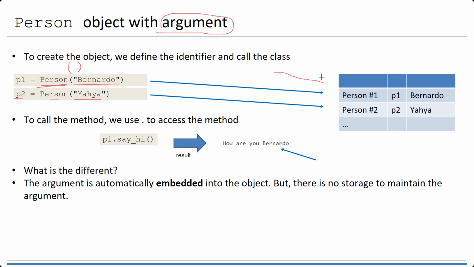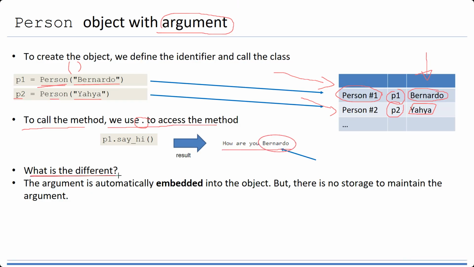Then if you look at a table like this one, for person 1, P1, now we have one more attribute, which is the name. Person number 2 is P2, and the name is Yahya. To call the method, we still use the dot to indicate the behavior from that class. And we will see the result: how are you, including the name?